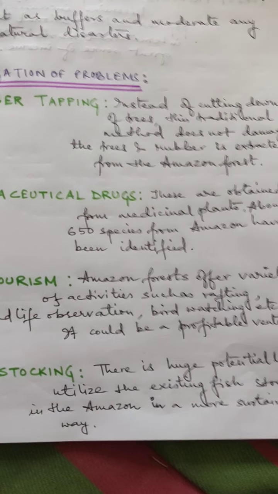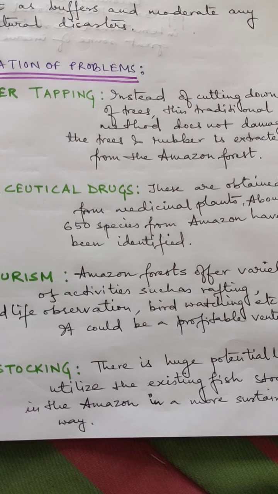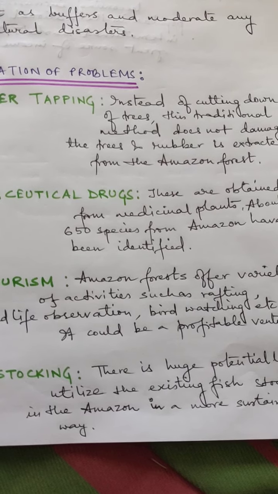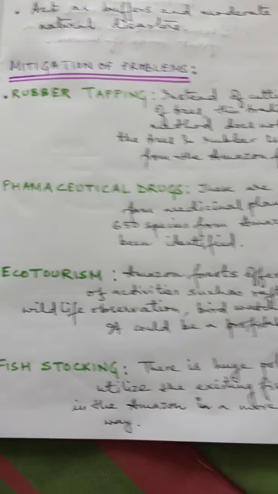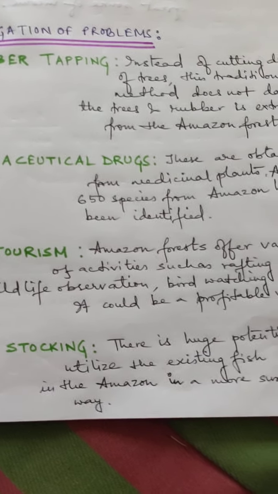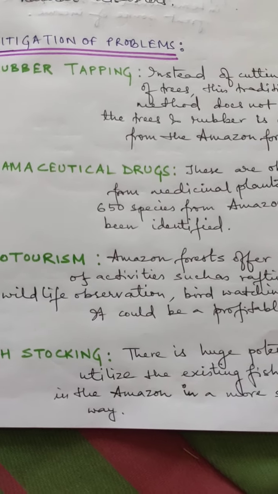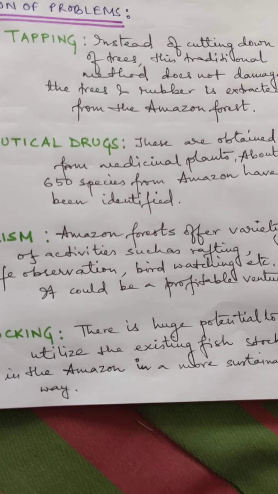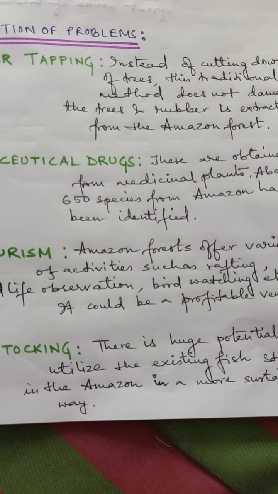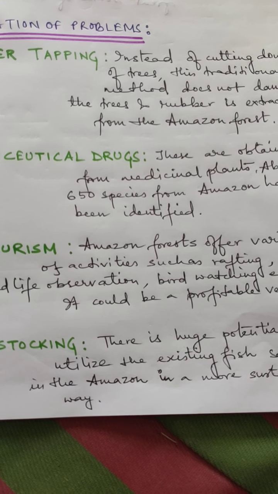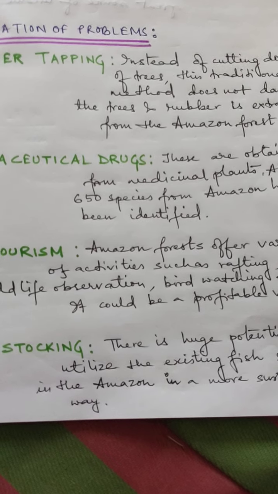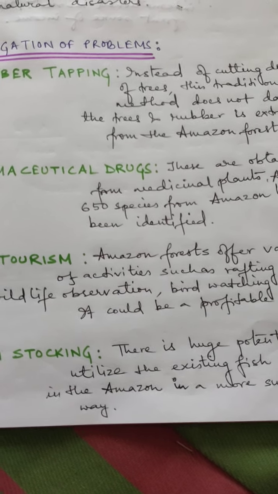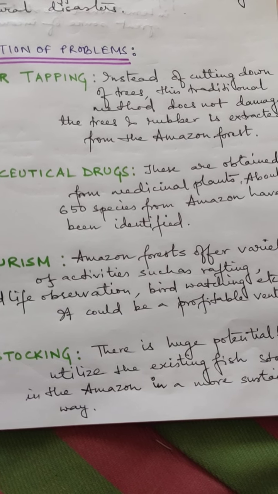Pharmaceutical drugs, that means medicines. These are obtained from medicinal plants, and about 650 species from Amazon have been identified to be medically very rich plant species. So definitely this can also be a source of income from Amazon. Ecotourism, very important point, because Amazon forests offer variety of activities such as rafting, wildlife observation, bird watching, etc. It could be a very profitable venture, because it has got an amazing beauty. So ecotourism is a very important part of the Amazon forest, because Amazon forests are really a beautiful place to be observed, which is a very ecologically sustainable part of our earth. So definitely this can be a very profitable venture for the Amazon forests.